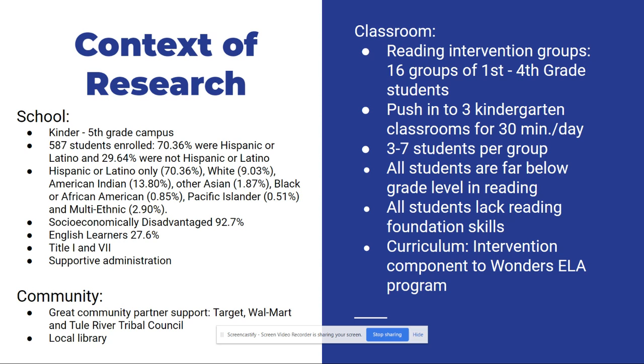92.7% of our students are socioeconomically disadvantaged. We have 27.6% English learners. We are a Title I and a Title VII school. Title VII is our Indian and Native American and Alaska Native American education funding. We have a very supportive administration.